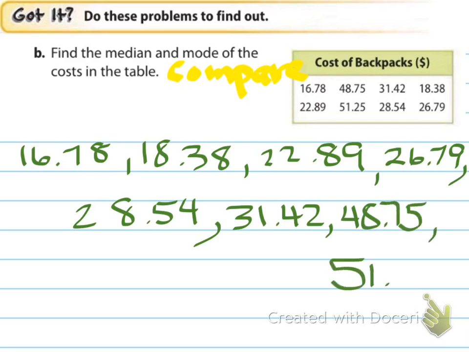48.75, and 51.25. Remember, the next thing I'm going to do is make sure I got all my numbers, because I've made a mistake before. I'm not going to make the mistake again and get the wrong answer after all this hard work. 1, 2, 3, 4, 5, 6, 7, 8. Okay, good. So I've got all my numbers.